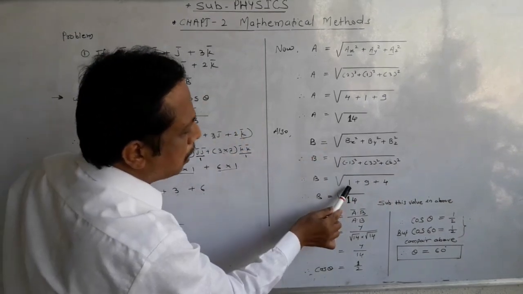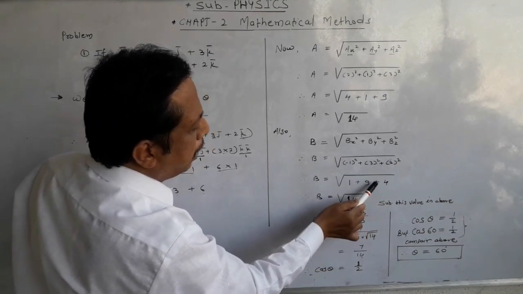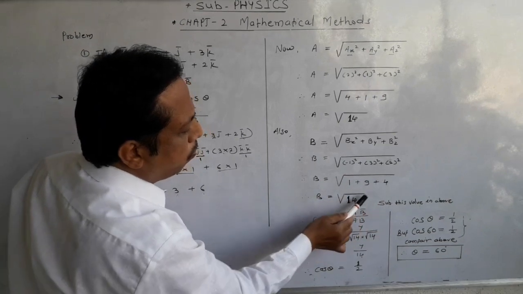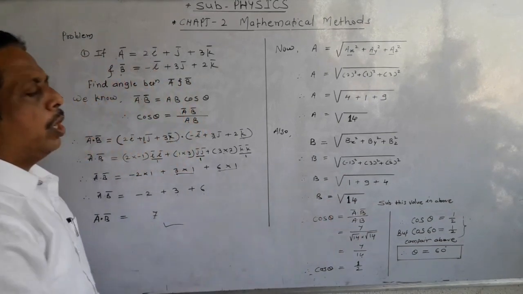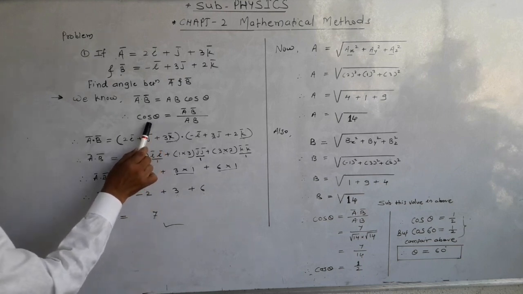In the square root, minus 1 square is 1, 3 square is 9 and 2 square is 4. Again 9 plus 1 is 10, 10 plus 4 is 14. B is equal to under root 14. In this way we can find all the values by using this formula.